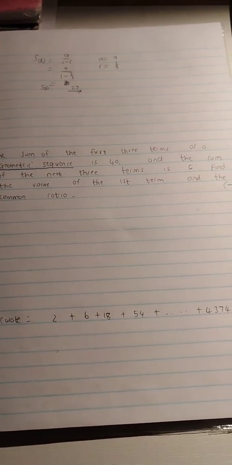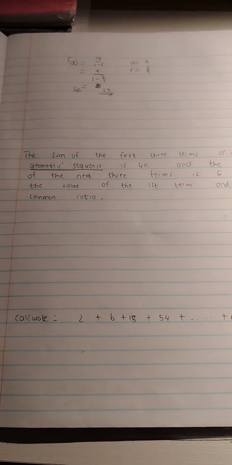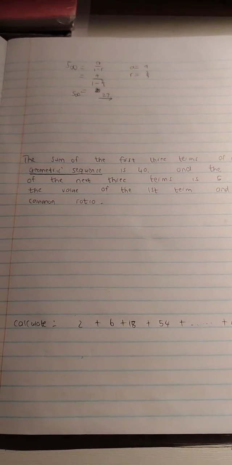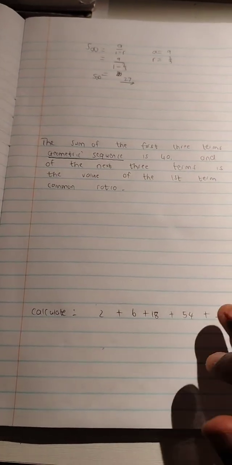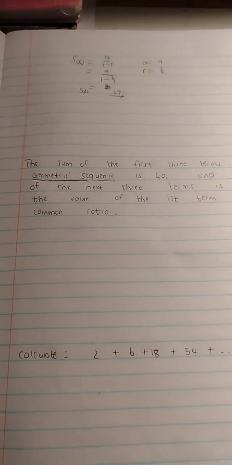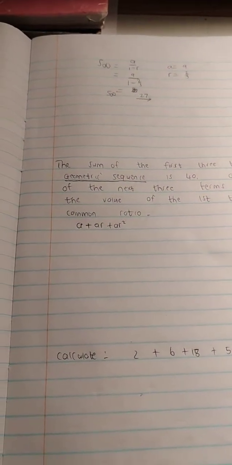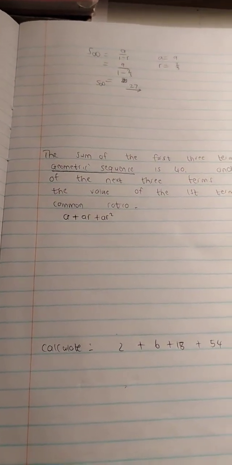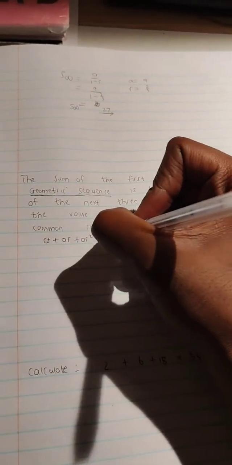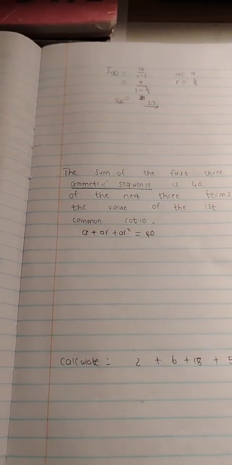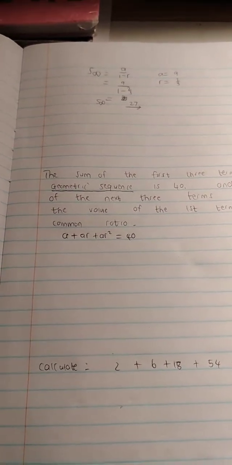Okay, so let's set up the 2 equations. Let's set them up. All right, so it's going to be A, that's term 1. Term 2, AR. Term 3, AR squared. Okay. I know, it's fine. I've got you guys then if you don't have your pens and pencils around.